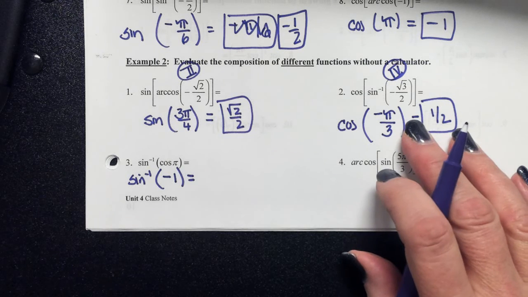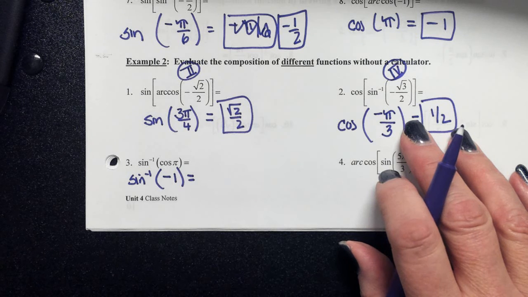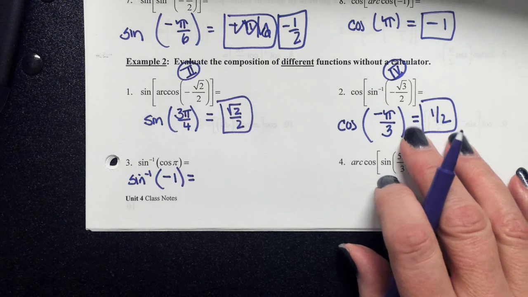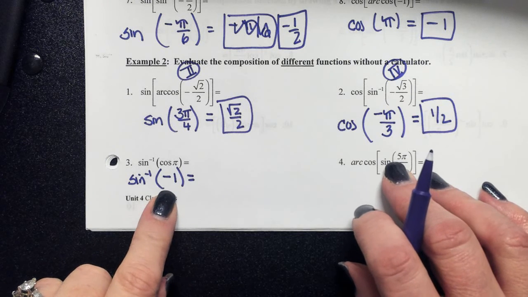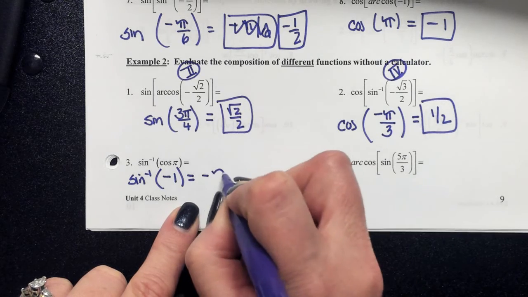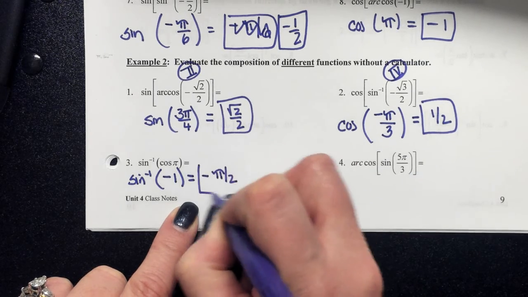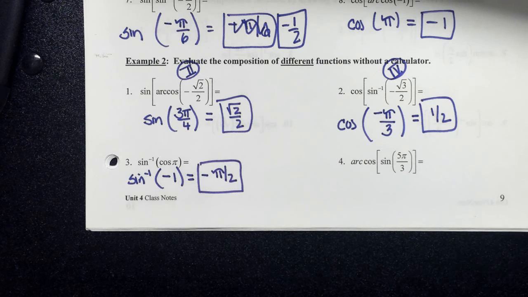Mm-mm. 1/2 is at pi over 6 for sine. So cosine of pi is -1. So now inverse sine of -1 is going to be at what angle? -pi/2. Okay? You guys go ahead and try number 4 for me.